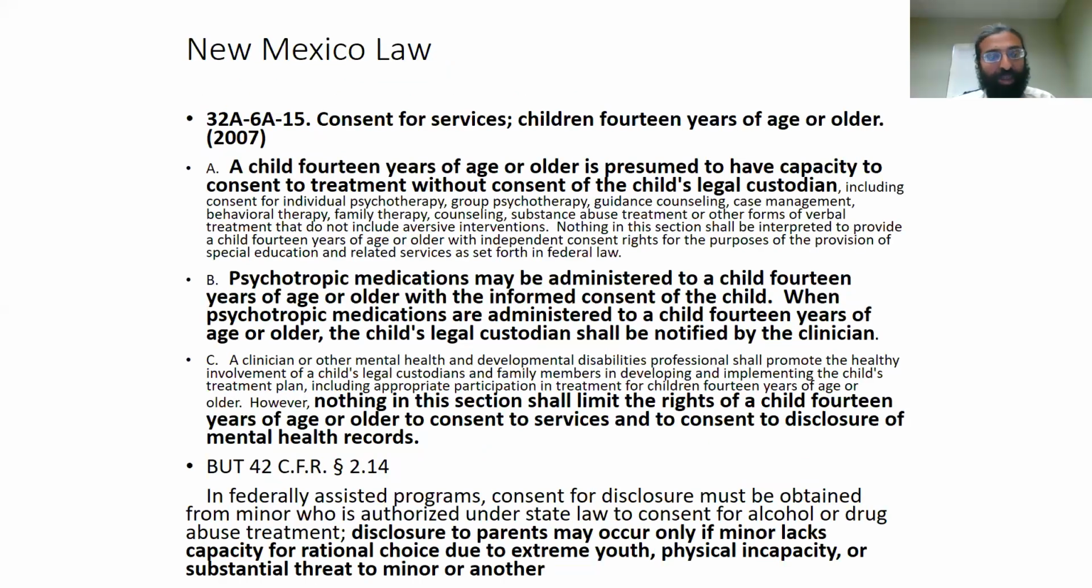There are also federal regulations that say that in federally assisted programs, which is really anyone who obtains Medicare or Medicaid coverage, for example, disclosure to parents may occur only if the minor lacks capacity for rational choice due to extreme youth, physical incapacity, or substantial threat to the minor or another. So that sets up, I think, another layer of conflict. And going back to what Dr. Ketchum was saying, I think that's the real challenge: the laws get complicated.